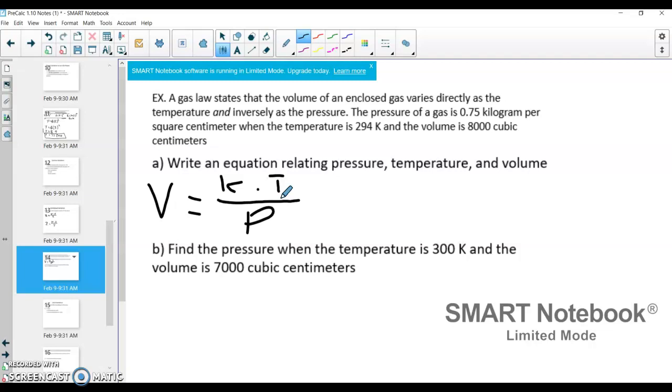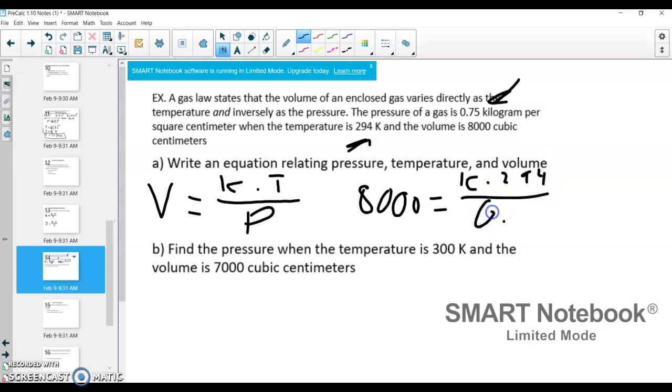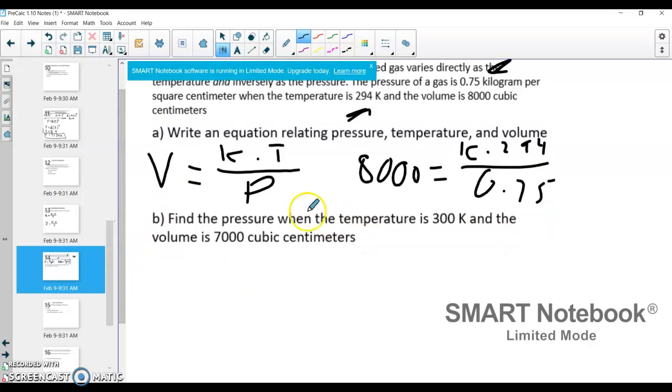What I can do then is pick and choose temperature and pressure. My pressure is 0.75, so that's what I'm going to plug in for P. Temperature is 294 Kelvin, and my volume is 8,000 cubic centimeters. So what I have is 8,000, because again I need to solve for k, equals k times my temperature, which is 294 Kelvin, all over 0.75. Now I'm just going to use my calculator and solve for k. After I do that, I got k equals 20.41.